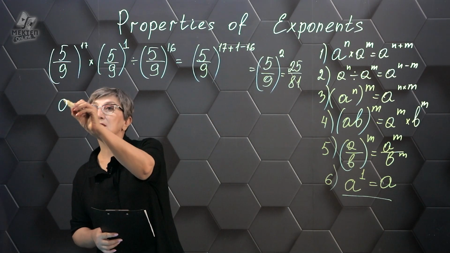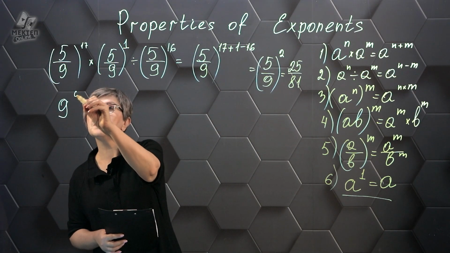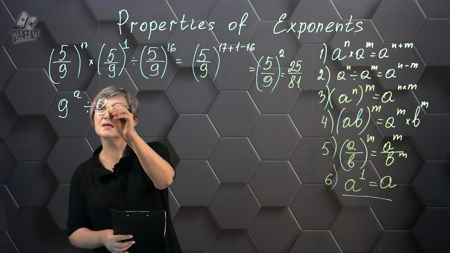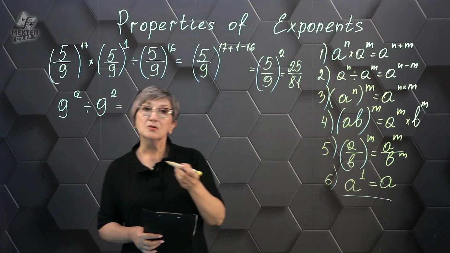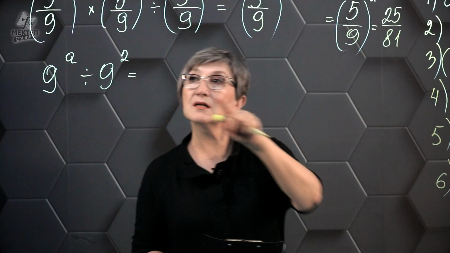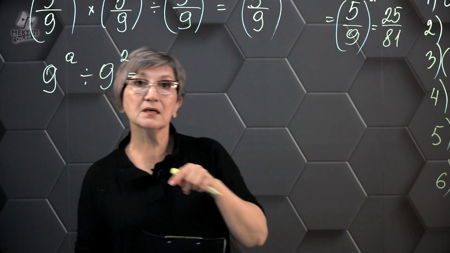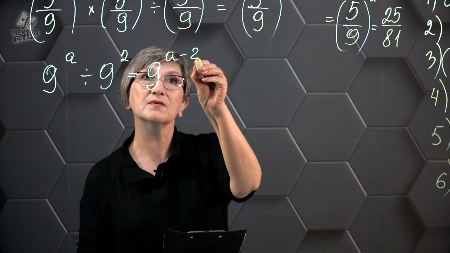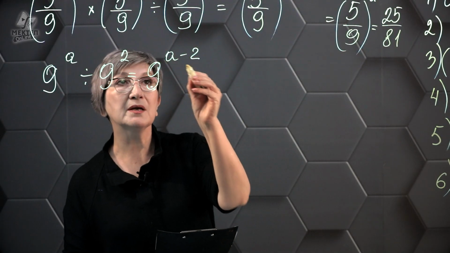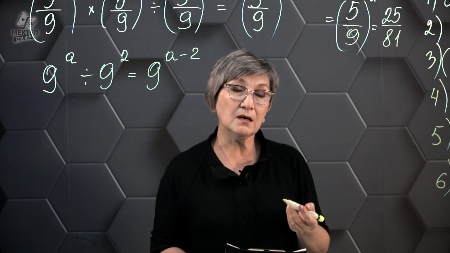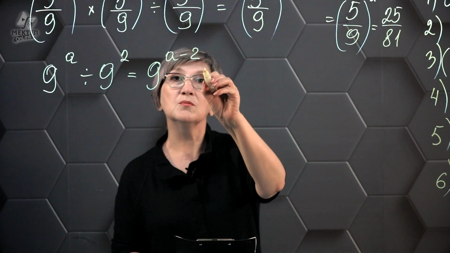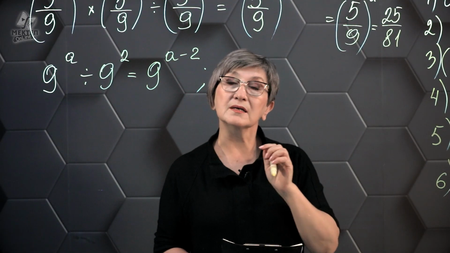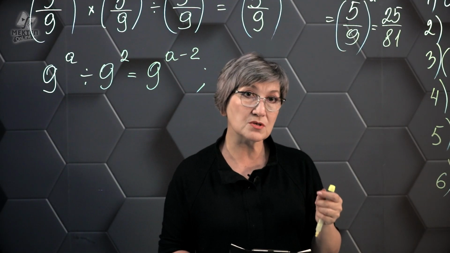For example, if I need to divide 9 to the power of a by 9 to the power of 2, then the rules say that I have to subtract the exponents. I will write down 9 to the power of a-2. Let's pay attention to the exponent. We cannot subtract 2 from a, so the answer will be written as 9 to the power of a-2.